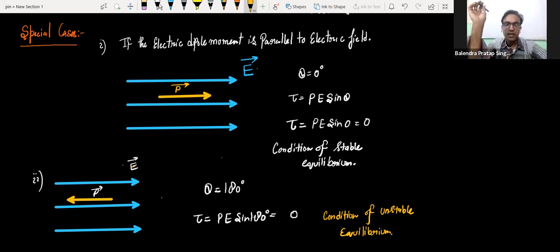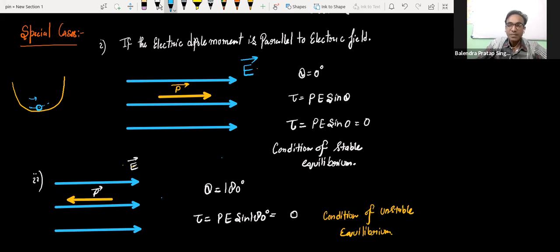You can also understand this concept by another example of stable and unstable equilibrium. Suppose I consider a bowl, and in this bowl I put a very small ball. If I apply a very small force over this ball, then the ball will go somewhere here and come back to its position. When you apply a very small force, it will move slightly and come back to its initial position. It is in stable equilibrium.